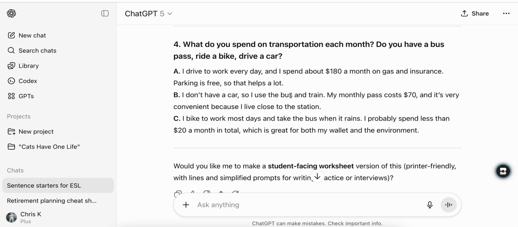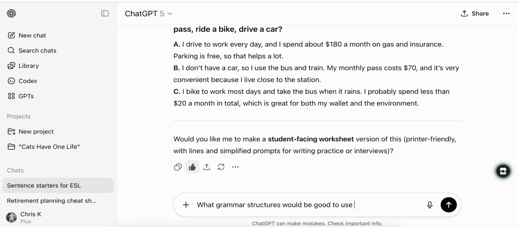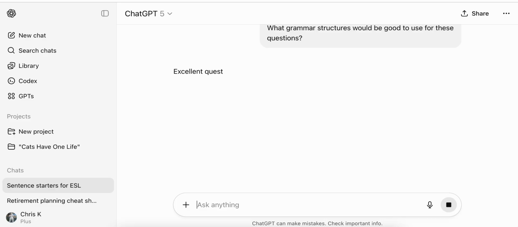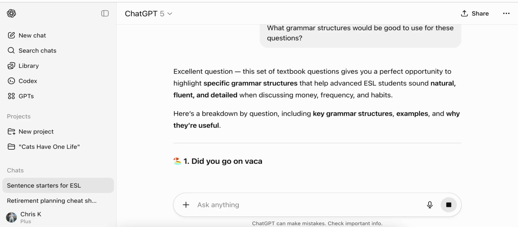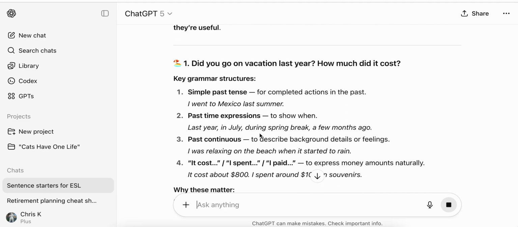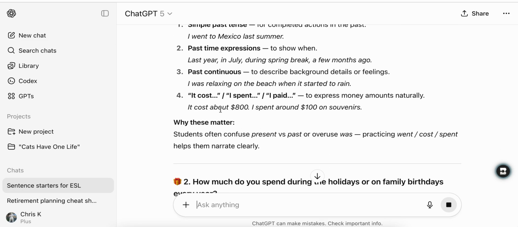Now, here is another thing I like to do. I can say, what grammar structures would be good to use for these questions? Okay, so I'm thinking, how can I integrate grammar in? Our textbook that we're using doesn't really have much grammar support, so this is a great way to go over the grammar. Simple past tense, that's fine. Past time expressions, past continuous, okay. It costs, I spent, I paid. All right, so that you can remind them of these structures as well.